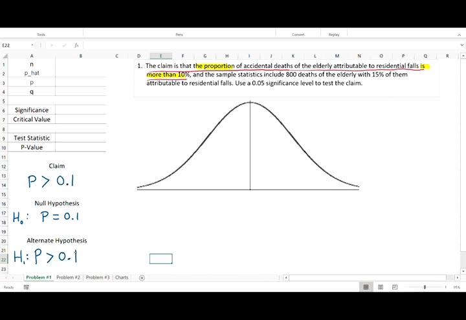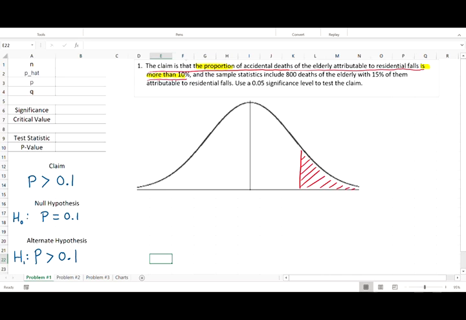Okay, so this is where you start. Express the claim symbolically. Use that to establish the null and alternate hypotheses. And now, the alternate hypothesis tells you what type of test it is, right tail, left tail, or two-tail. And since the alternate hypothesis uses greater than, it is a right-tailed test. So here is the critical region.